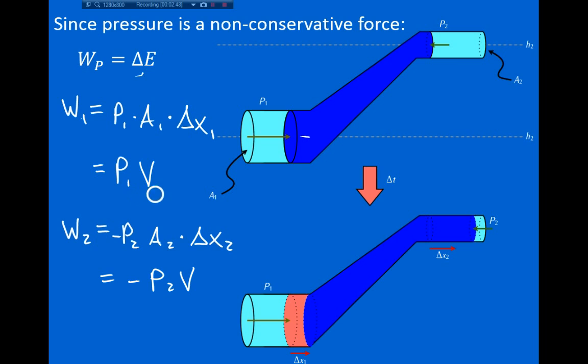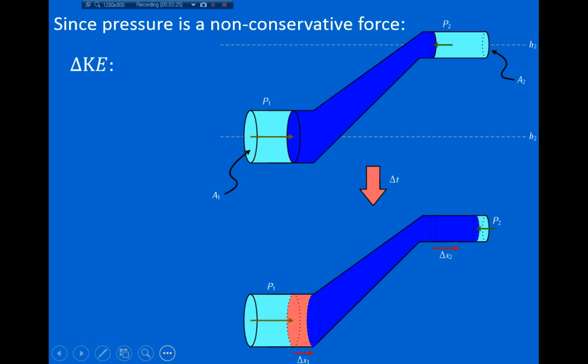Now you'll notice that I didn't put any subscripts on these volumes. The reason is that the volume of water that's displaced down here has to be equal to the volume of the water that flows through the top part of the pipe. This is by the continuity equation. The volume that water flows into the pipe has to be equal to the volume of the water flowing out of the pipe. So these two volumes have to be equal. So the total work that's done by the two pressures is going to be equal to, so let me write this down here, the sum of the work is equal to P1 minus P2 times the volume of water that moves through the pipe.